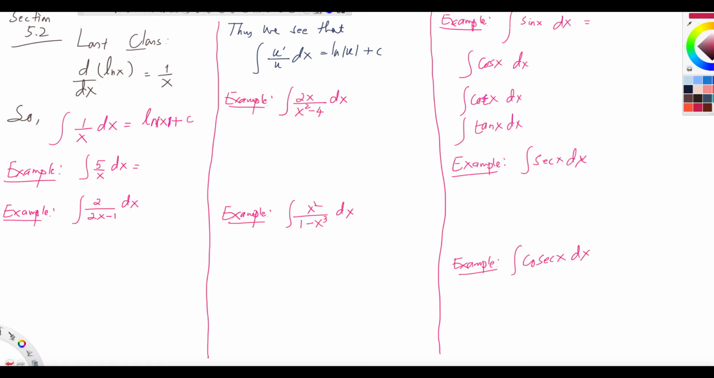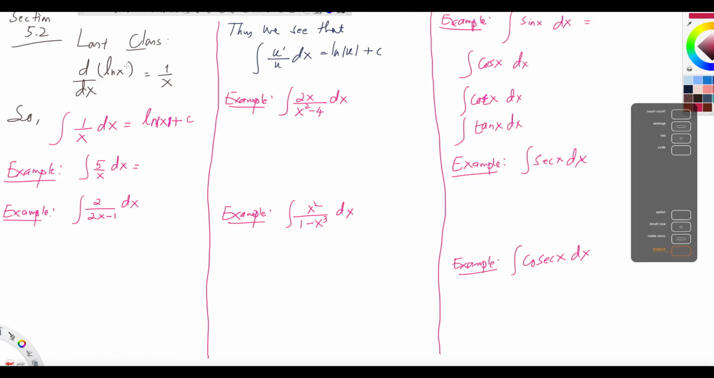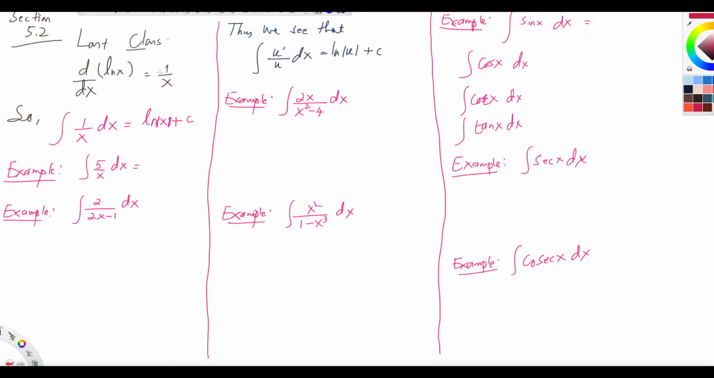Hi, in the last video, you saw the derivative of the natural log function, right? The derivative of natural log of x is equal to 1 over x. So d over dx of ln x, the natural log of x, is 1 over x. Since the antiderivative is the inverse of the derivative, the opposite, the antiderivative of that is the natural log of x, right?